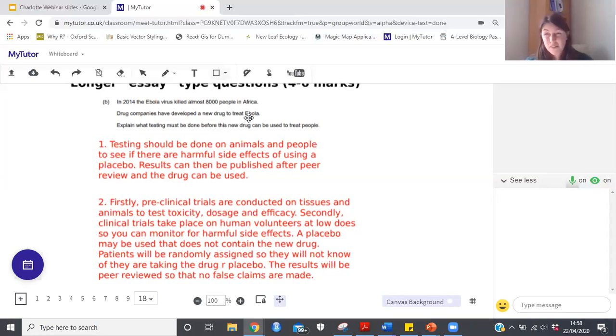Okay, I'd probably give that answer 3 marks. There were some inconsistencies, but they've clearly got the idea that you needed to do some testing, publish the results after peer review, and then you can use the drug.